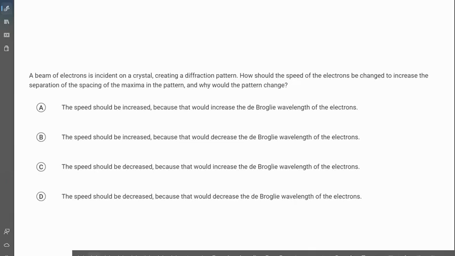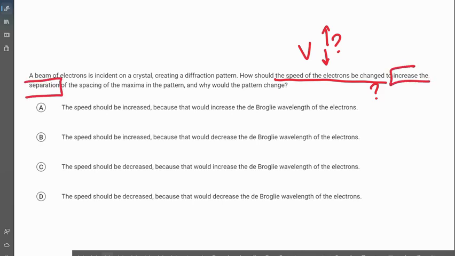Okay, how should the speed of electrons be changed? Which means V. Do we want V to increase or do we want V to decrease? To increase the separation, that means we want Y to increase. Why would the pattern change? So that you can see it's all relating to the de Broglie wavelength. That's going to explain why.